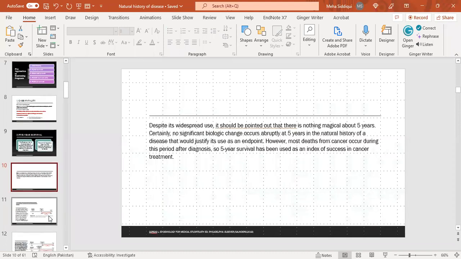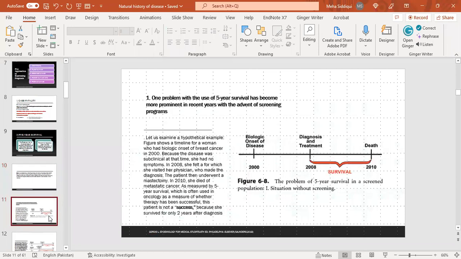Despite its widespread use, it should be pointed out that there is nothing magical about 5 years. Certainly, no significant biological change occurs abruptly at 5 years in the natural history of a disease that would justify its use as an endpoint. However, most deaths from cancer occur during this period after diagnosis, so 5-year survival has been used as an index of success in cancer treatment.